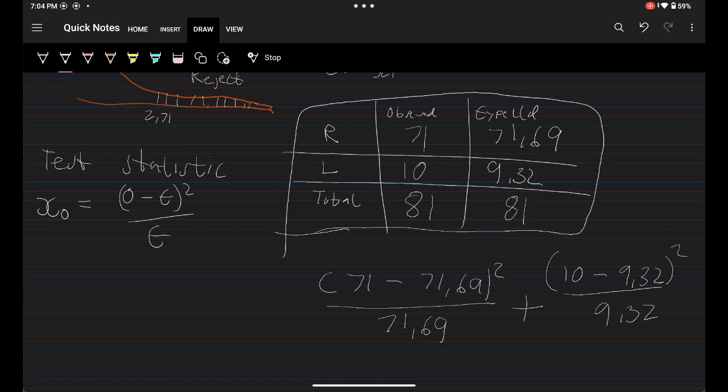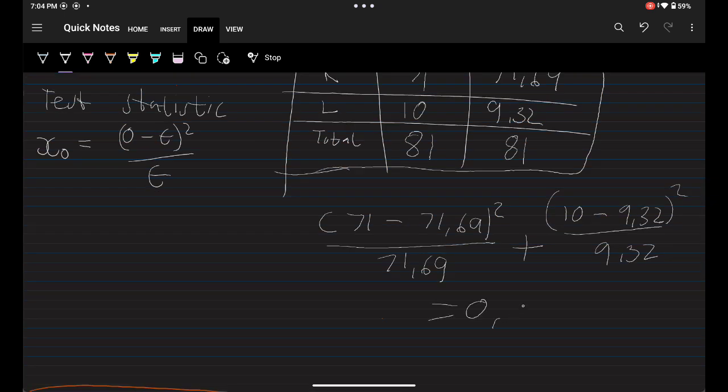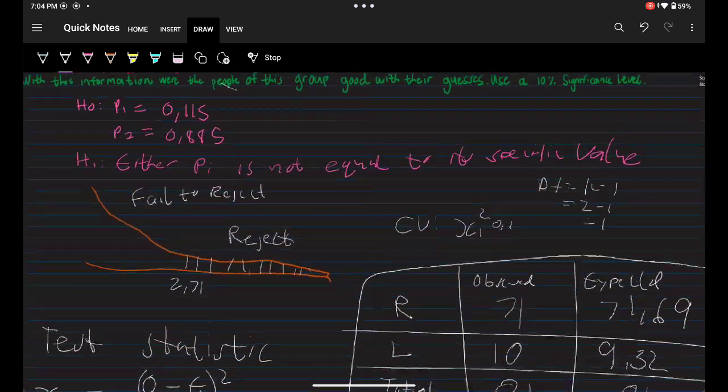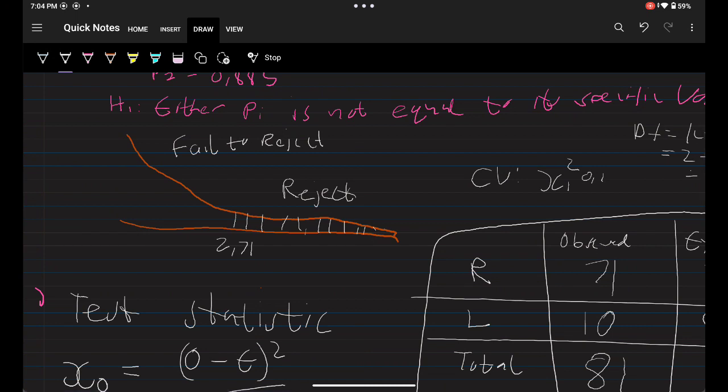10 minus 9.32, all squared, over 9.32. And let's see what we get. I got 0.06. Now 0.06, this is the test statistic. So if we go over here right now, 0.06 will be over here. And which region is this? This is the fail to reject region.